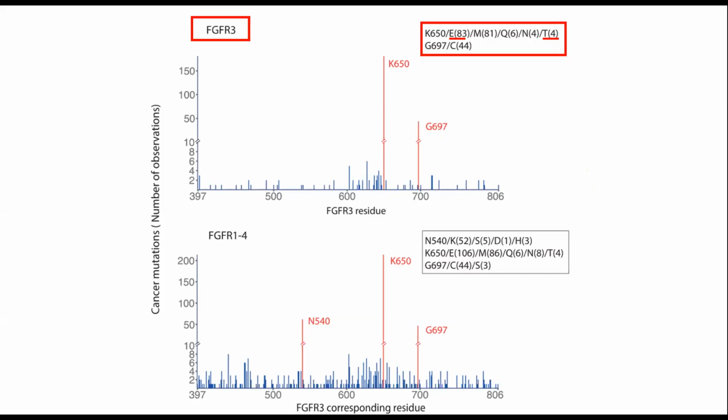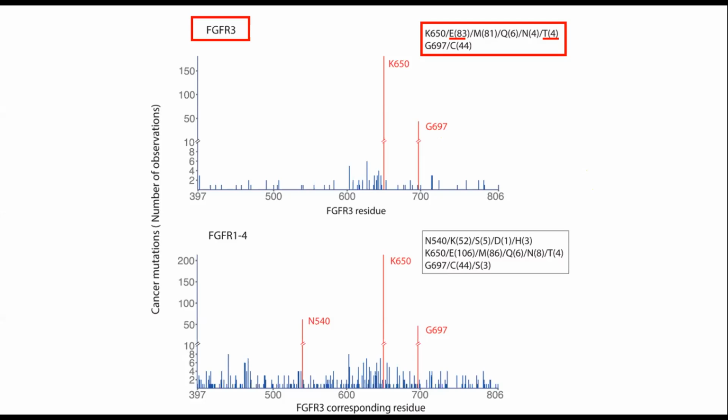So at the K650 residue, K650E, the substitution E, 83 events, 83 tumors, if you will. M and 81, so those are pretty close, but E is the most common, Q in 6, N in 4, and look at this, T in 4. So our first two tumors in the series of FGFR TACC fusion gliomas were actually one of the rarer overall point mutations, but very common within this subset.